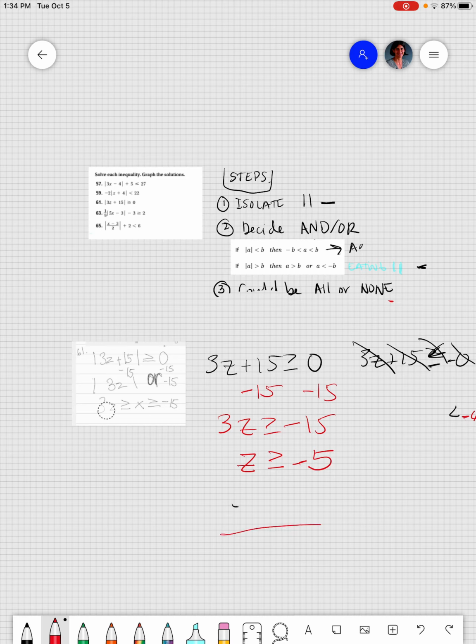So in this case, we have z at negative 5 going this way, greater than. All right, I hope this one records and you find it helpful.